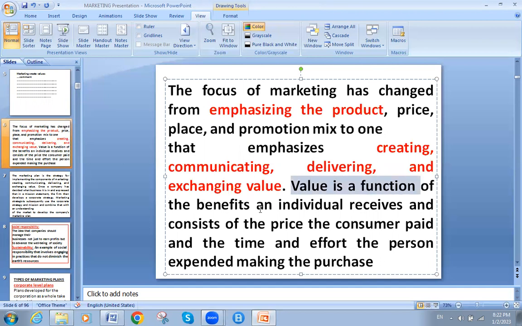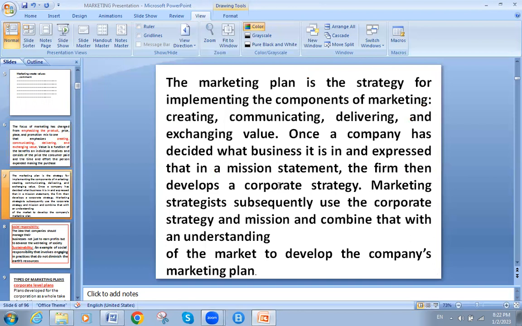The value is a function of the benefit an individual receives and consists of the price the consumer paid and the time and effort the person expended making the purchase. Nothing new here. That's what we said on the previous page. The marketing plan is a strategy. Now we'll go for the word strategy and plan, and what is the difference between them.